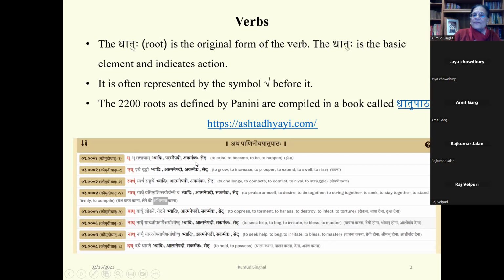There is a further classification among roots, which is Set and Anit. We are going to study this when I talk about Krit Pratyayas. And here is the meaning of the dhatu. The nice thing about this is that if you click on this bhu, you will get the conjugation of the dhatu in all the 10 lakaras. So I use this link quite often. It is grouped into groups, and it's a very nice website.